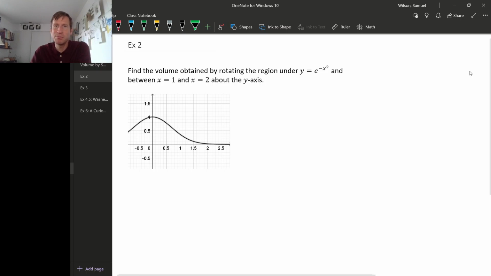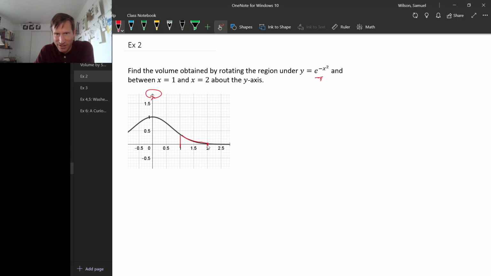Let's look at a couple examples of using this cylindrical shell idea to calculate volumes. So let's start by finding the volume obtained by rotating the region under the graph of y equals e to the minus x squared, and between x equals 1 and x equals 2. And we're going to rotate about the y-axis. So going about the y-axis here, and we're going from x equals 1 to x equals 2. So that's this sort of wedge shape.